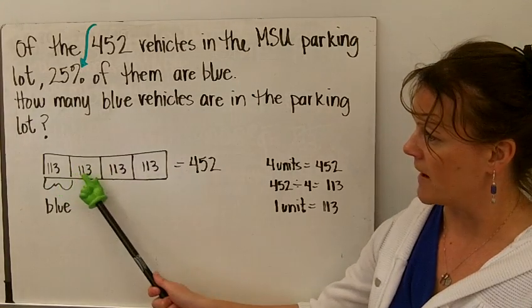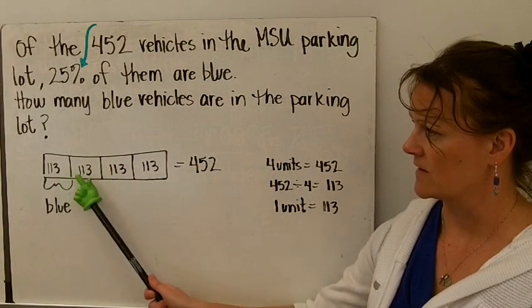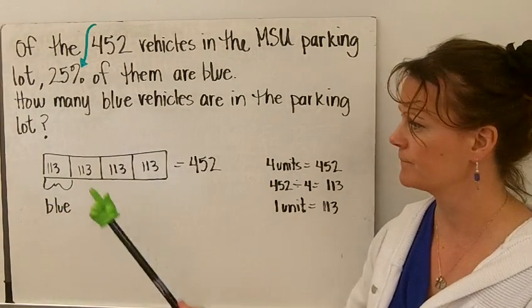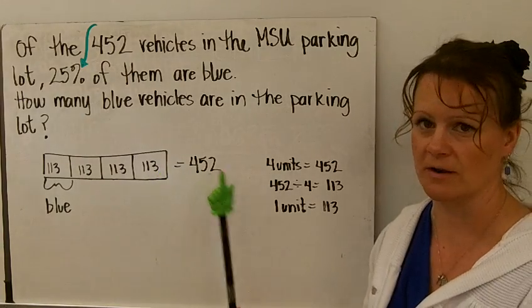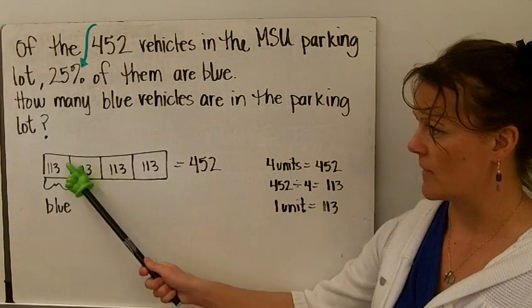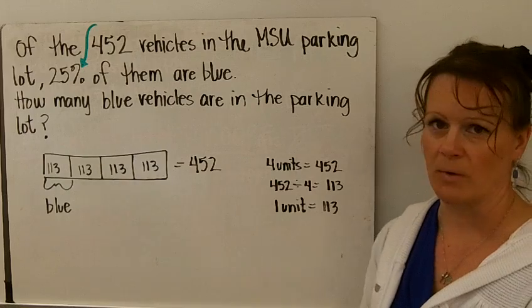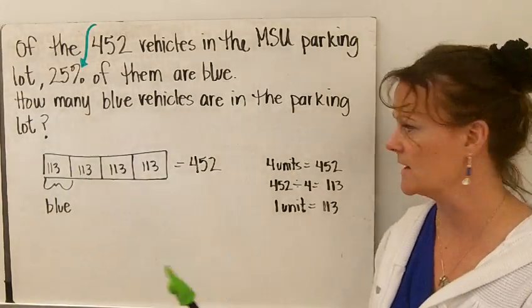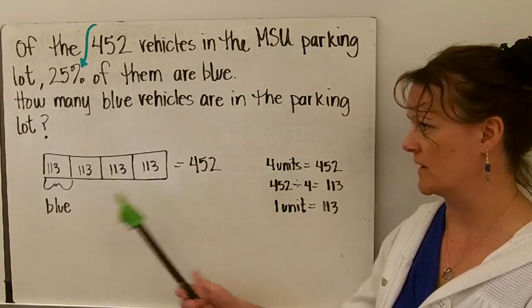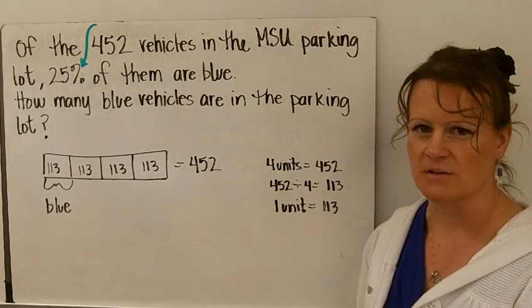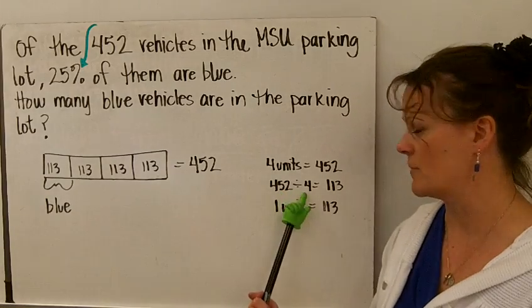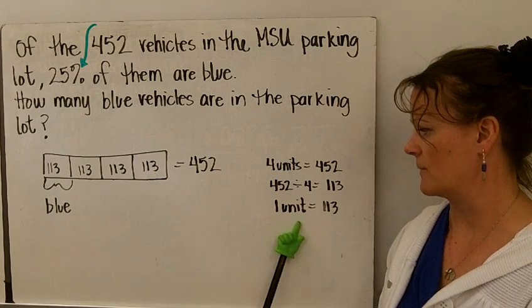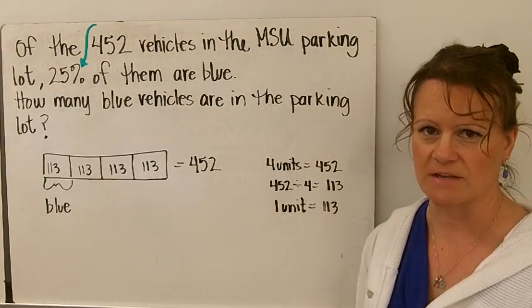And I know that my 25% is going to have 4 sections if I want to show my tape diagram as 100%. And so all together that would be 452 cars. And so my 1/4 would have to be my 113. And the process that I went through to figure out that 113 is, of course, knowing that my 4 units together equal my 452. And then I just divide my 452 by 4 to get my 113 for each unit. And that's what I'm left with. 1 unit is equal to 113.